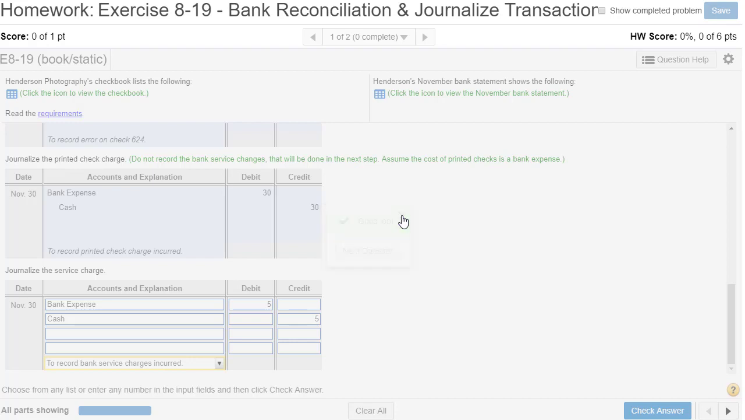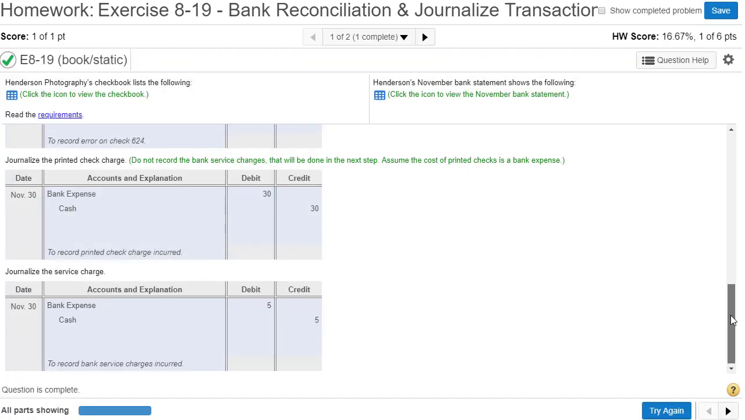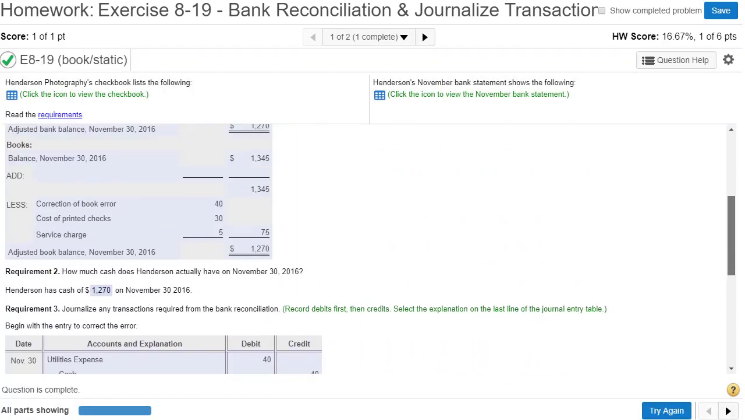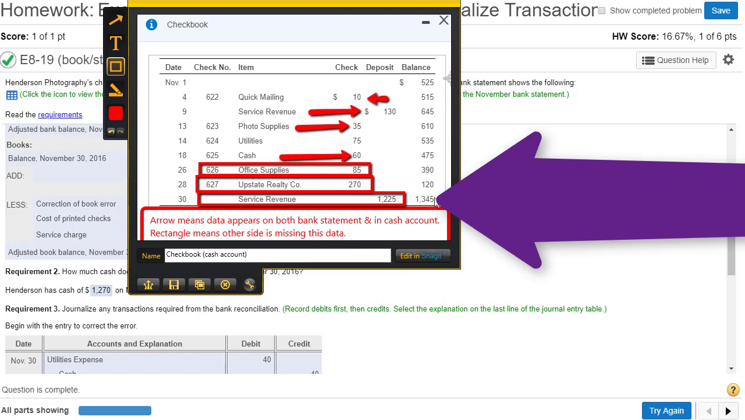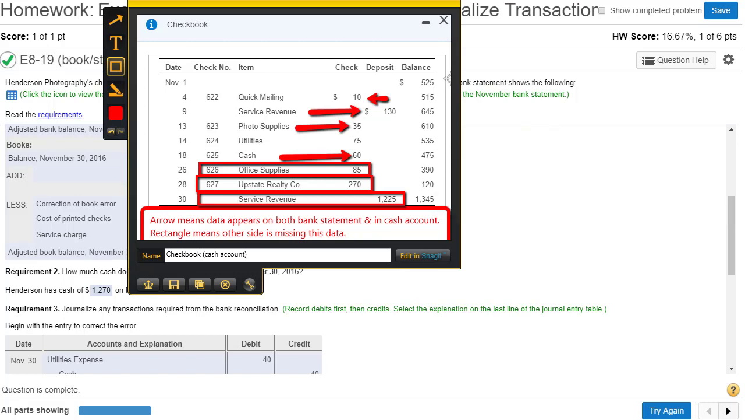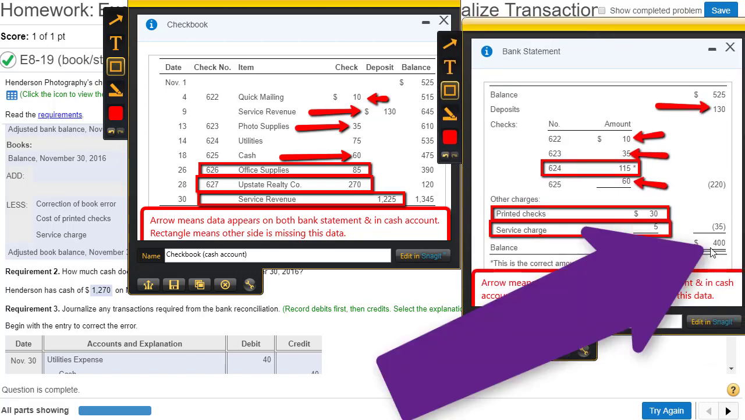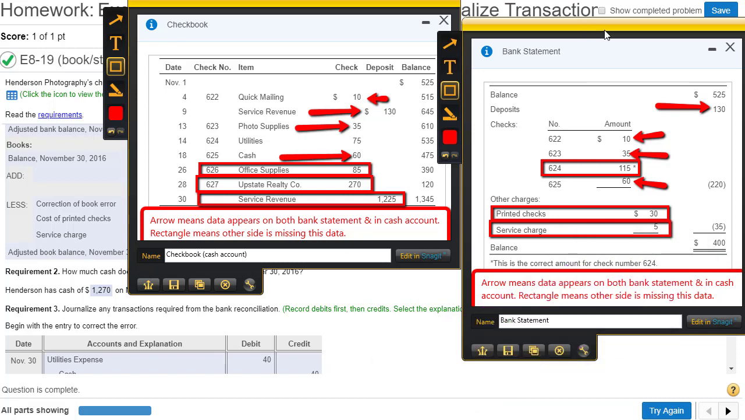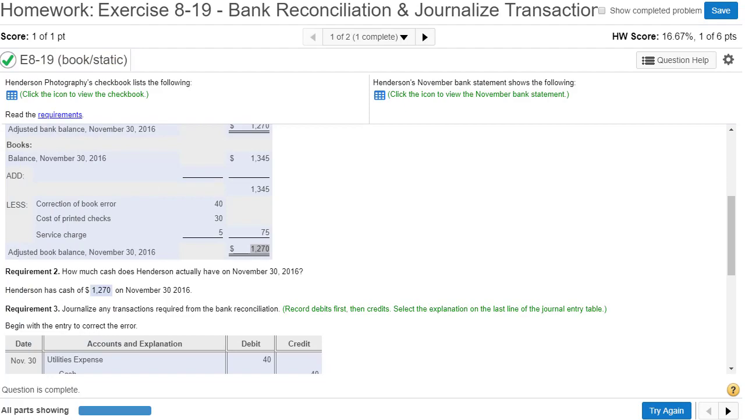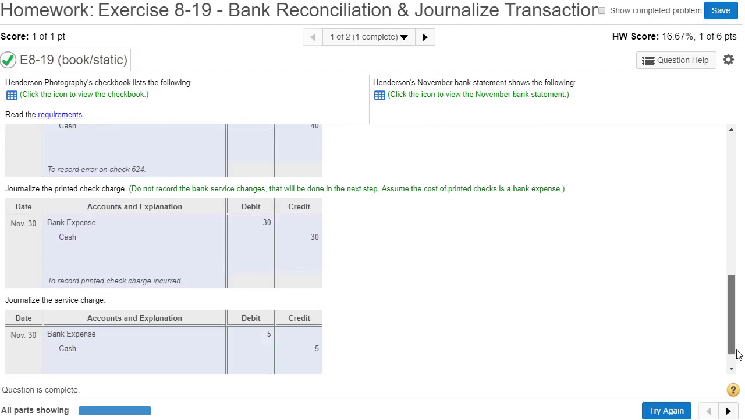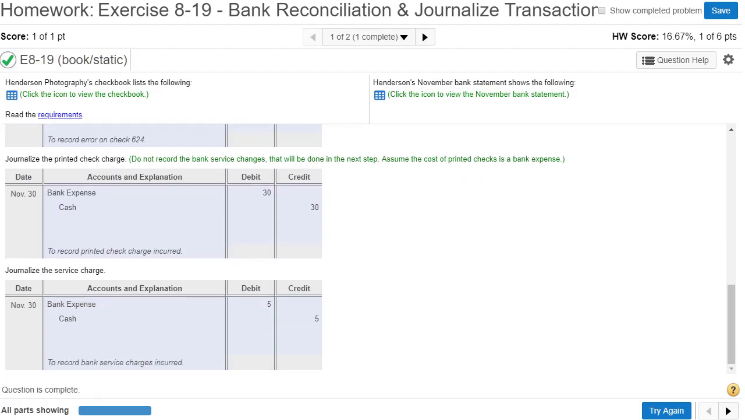So that's it. So remember, what we found out is that our actual cash balance is $1,270, not the $1,345 that our cash account showed, and not the $400 that the bank statement showed. And the reason there's a difference is because there's transactions that both sides did not know about, which is usually the case. So that's it for this problem.